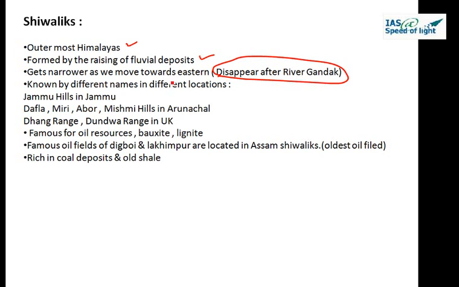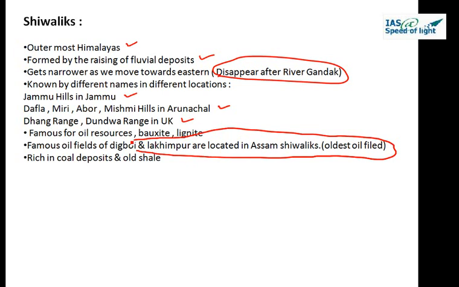It is known by different names in different locations, like Jammu Hills in Jammu, Dafla, Miri, Abhor, Mishmi Hills in Arunachal Pradesh, Dahang Range and Dundwa Range in Uttarakhand. This Shivalik range is famous for its oil resources, bauxite and lignite resources. We know the famous Digboi oil fields. These famous oil fields of Digboi and Lakhimpur are located in the Assam Shivaliks, which are also the oldest oil fields of India. This Shivalik range is rich in coal deposits and shale gas.